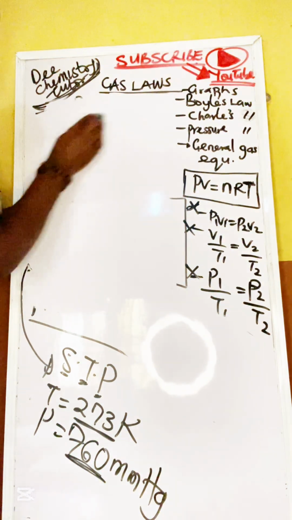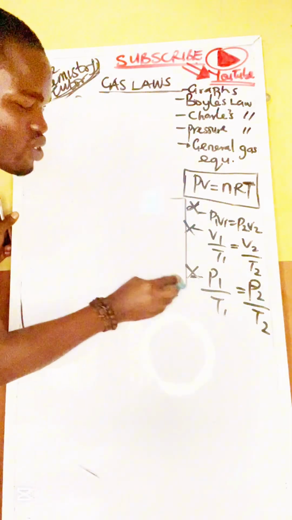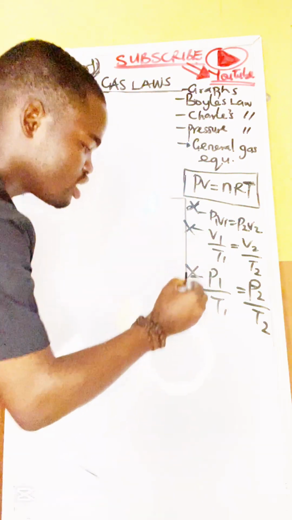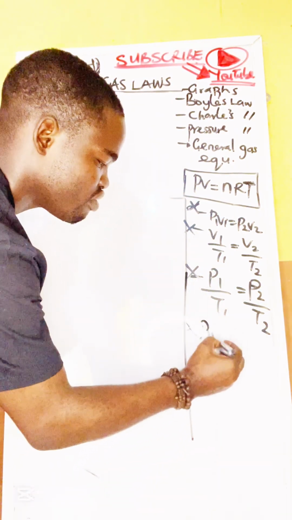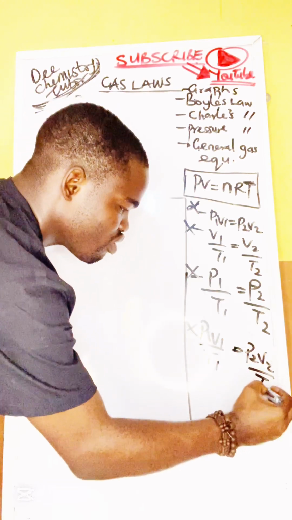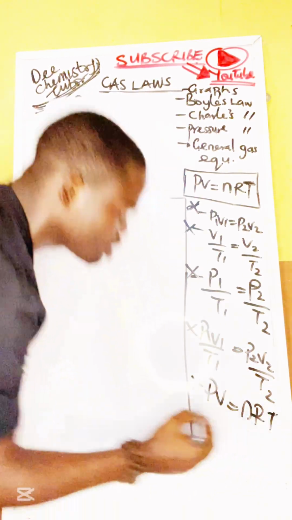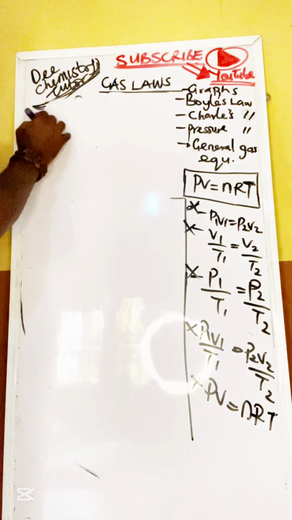Now, how do you represent them on a graph? I don't know why people used to miss the graphical representation, but it's very easy. Another formula: P1 V1 over T1 equals P2 V2 over T2, then PV equals nRT. Now, let's start with Boyle's law.